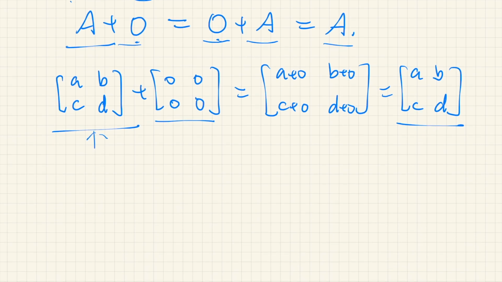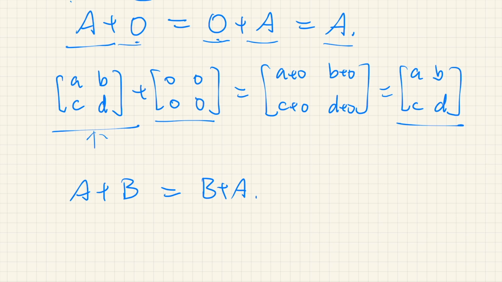And by the way, the addition of matrices is commutative, meaning A plus B is equal to B plus A. And you should try that, because addition is just defined element-wise. So for each element, a plus b is equal to b plus a. So this holds. So addition of matrices is commutative.